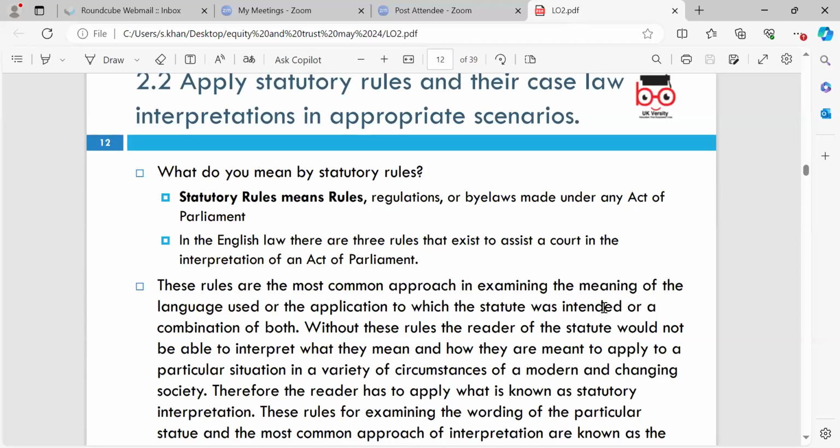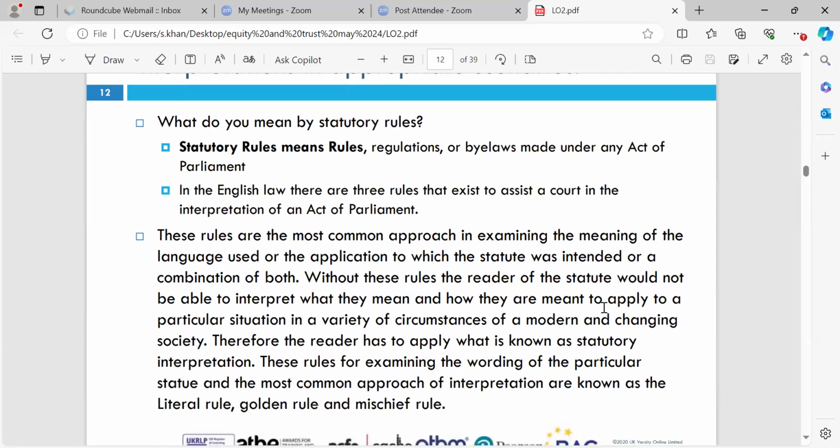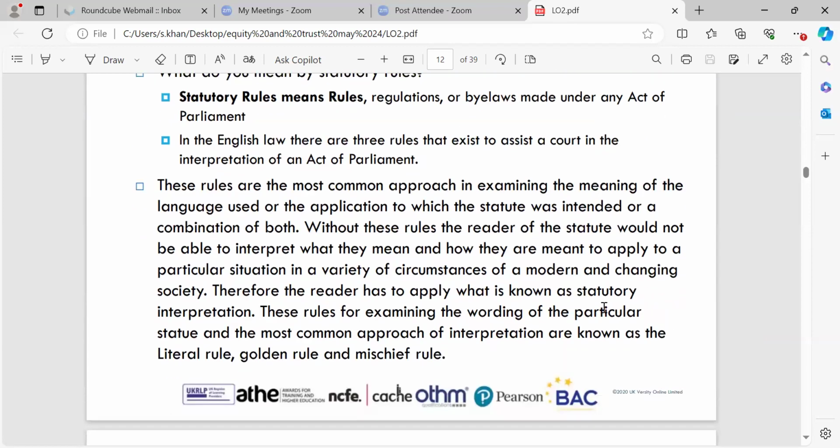2.2. Apply statutory rules and their case law interpretations in appropriate scenarios. So what do we mean by statutory rules? These are rules, regulations, or bylaws under any act of Parliament. In English law, there are three rules that exist to assist the courts, so any court would use these rules. So we have the golden, the mischief, and the literal rule.